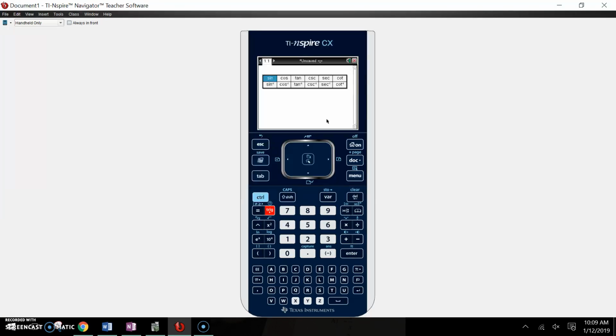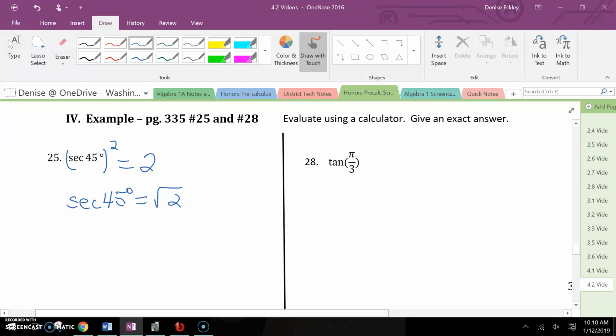So I can just go ahead and choose secant of theta. Let me make sure I square that first, so let me choose some parentheses. Then I'm going to choose secant, and then put my 45 degrees in there. Make sure all the parentheses are closed, and then I'm going to square that, and again I will get 2. So that means again that secant of 45 degrees will be the square root of 2.